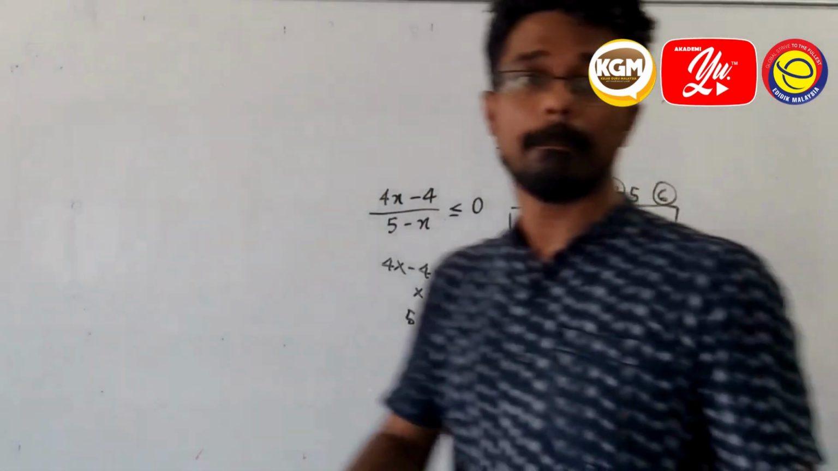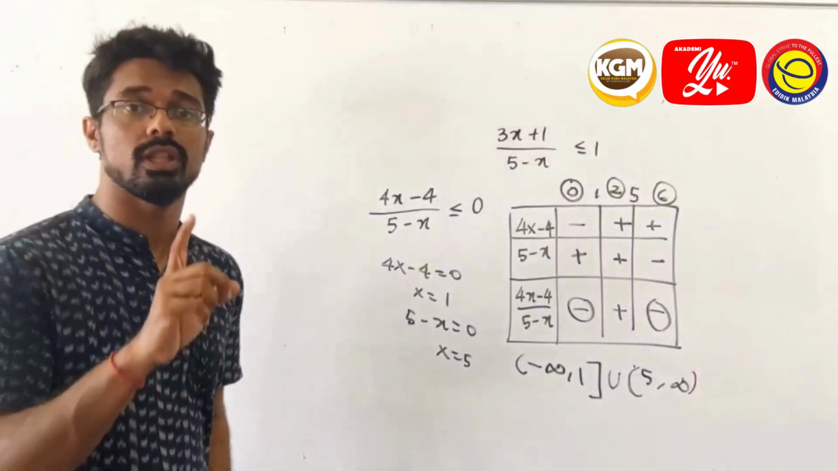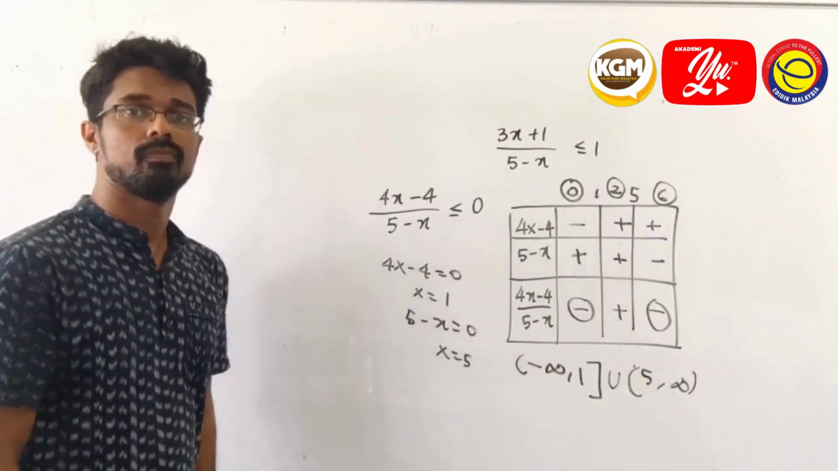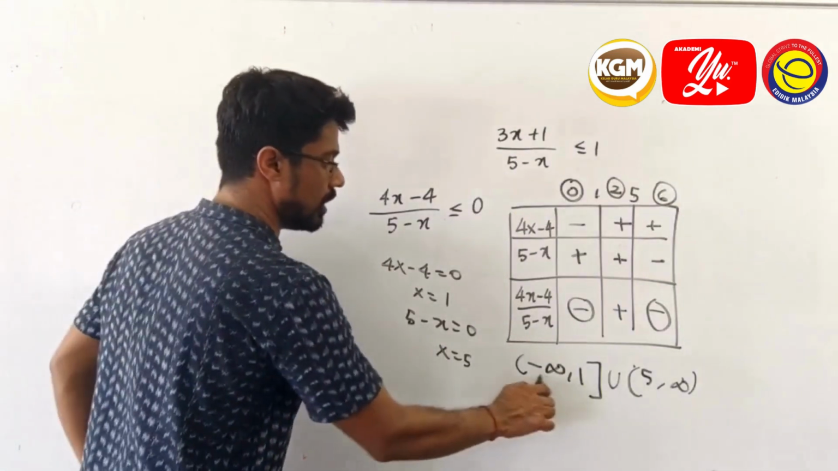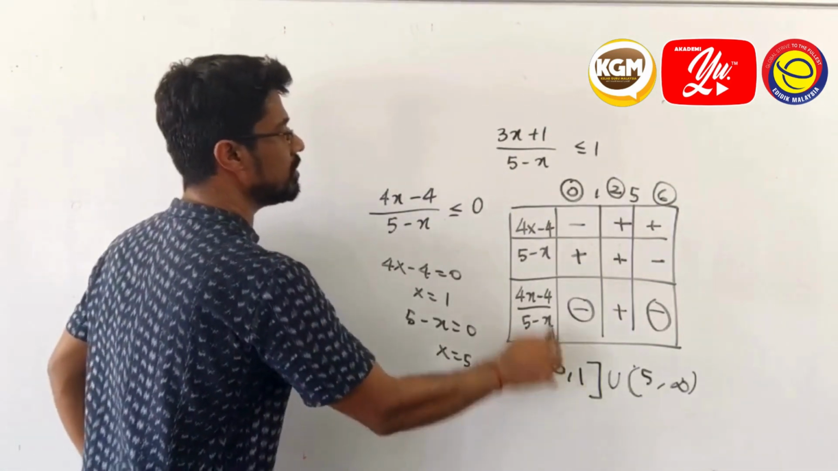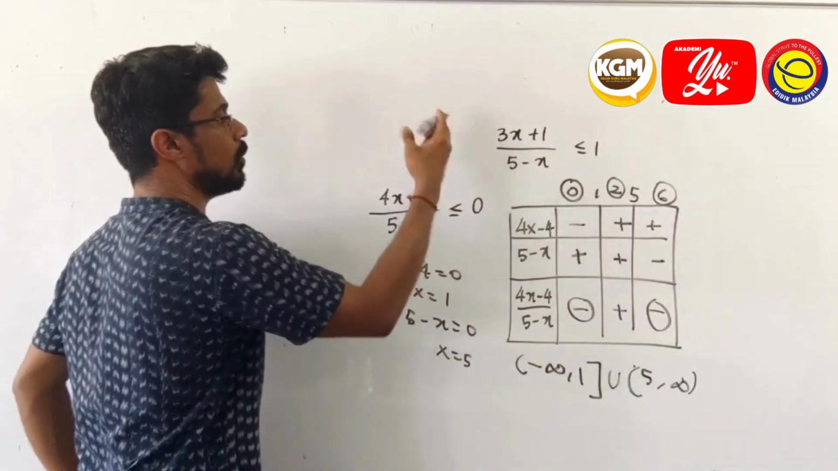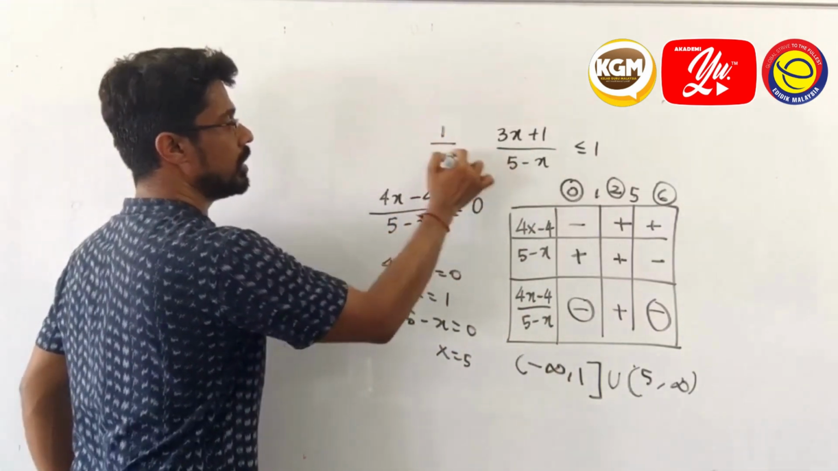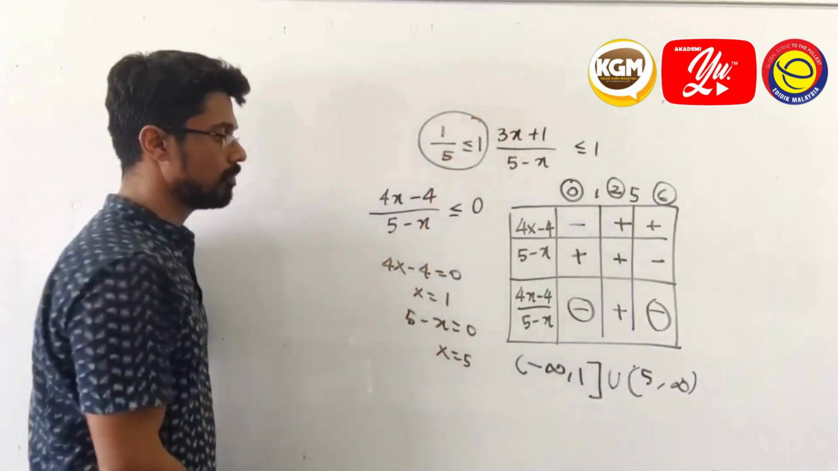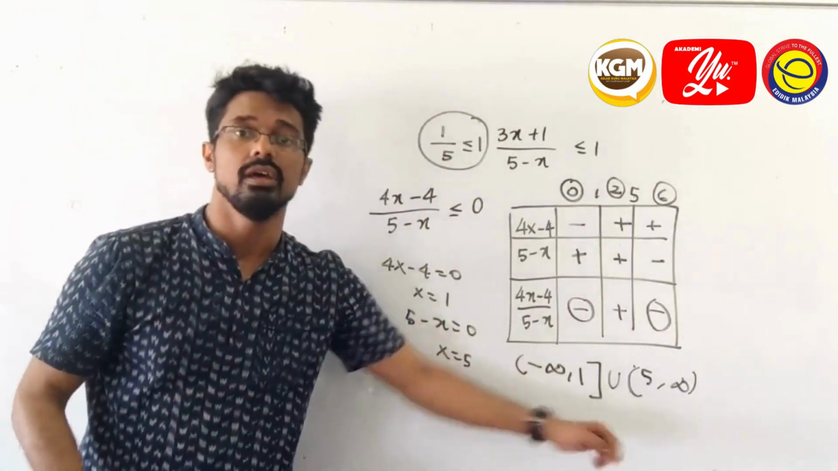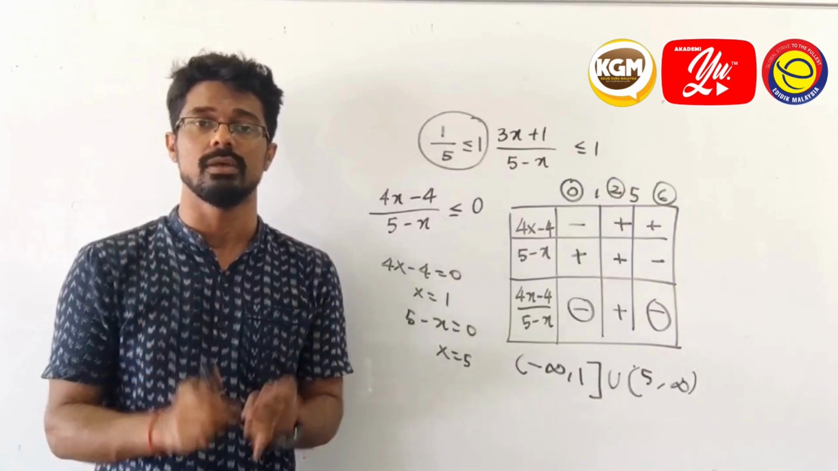If you're wondering whether your answer is correct or not, there's a very simple way to check. Just pick any number in the interval, for example 0. Take 0 and put it in: you get 1 on top and 5 on the bottom, and obviously 1 over 5 is less than or equal to 1, which is logical. Similarly, you can repeat the same thing for the other interval and be very sure of your answer.